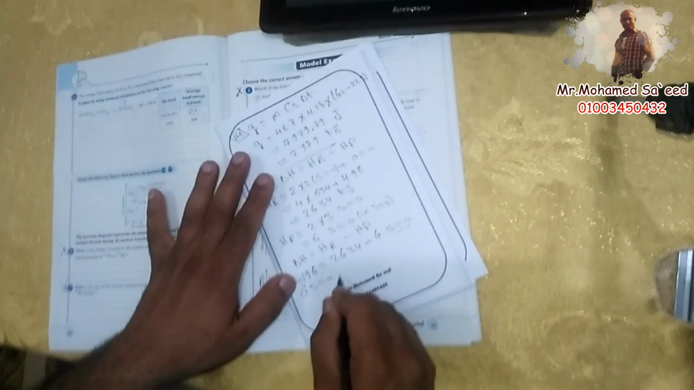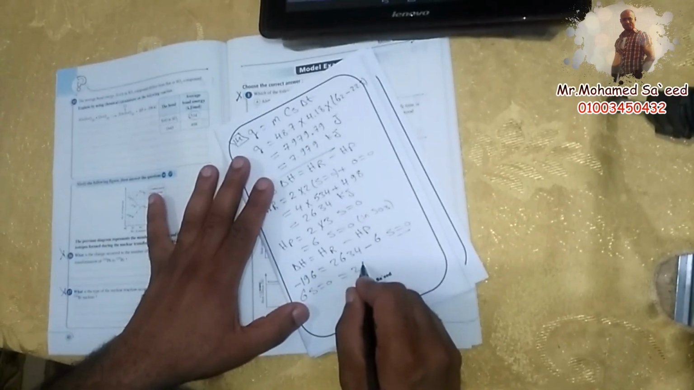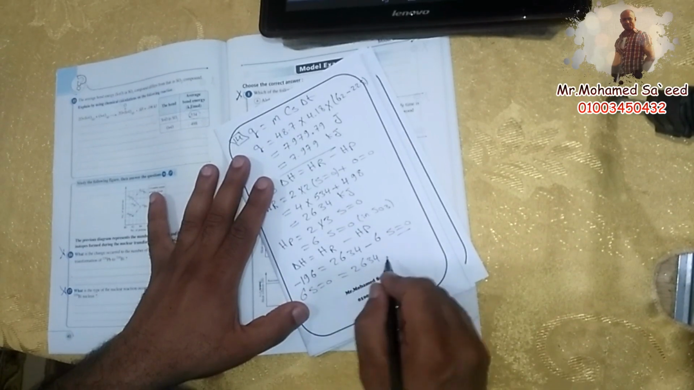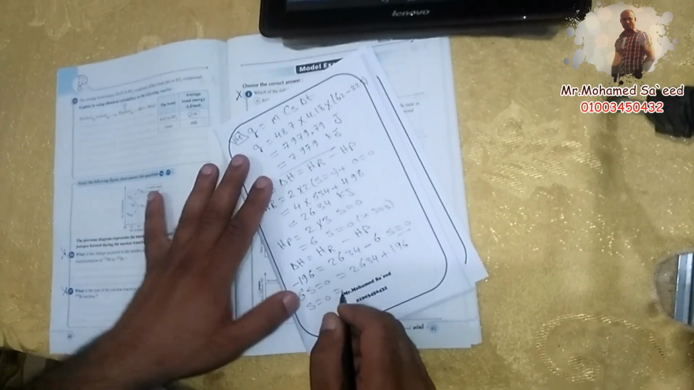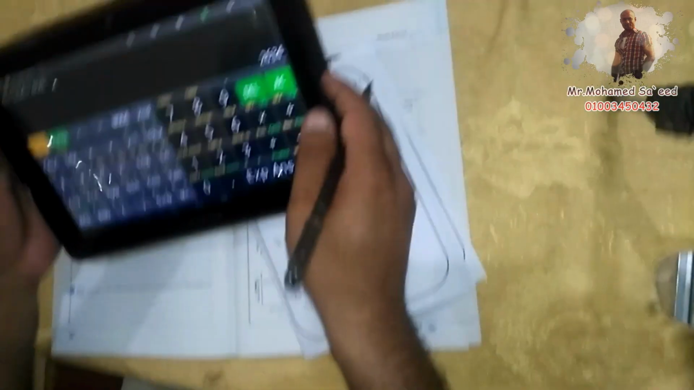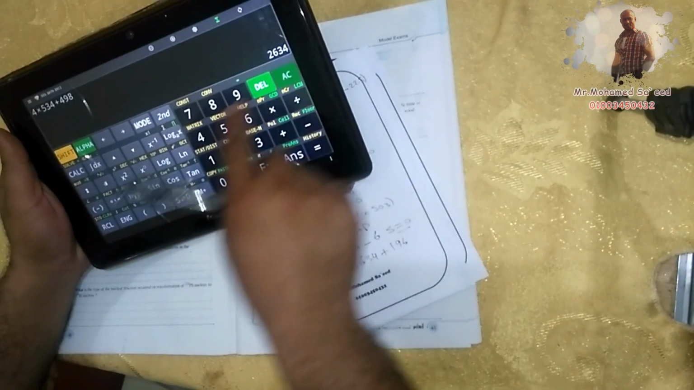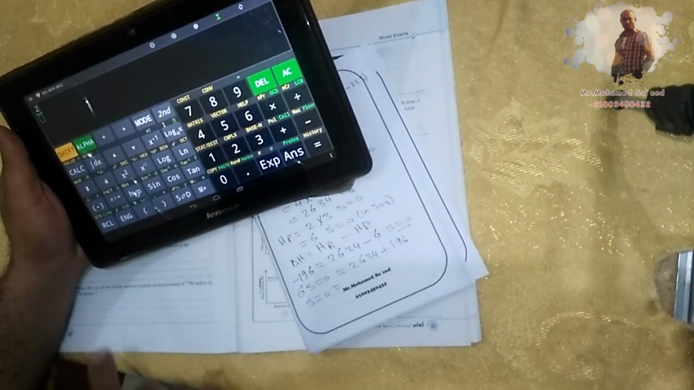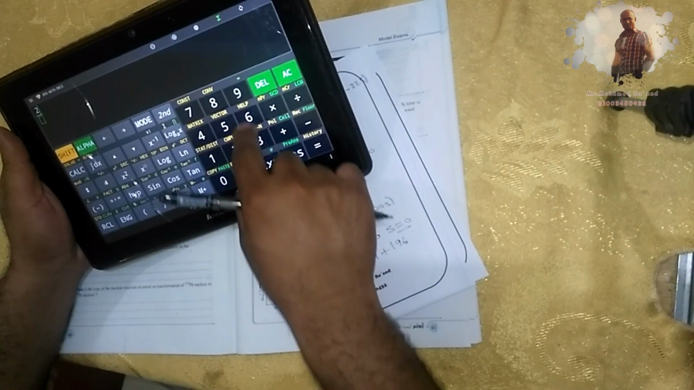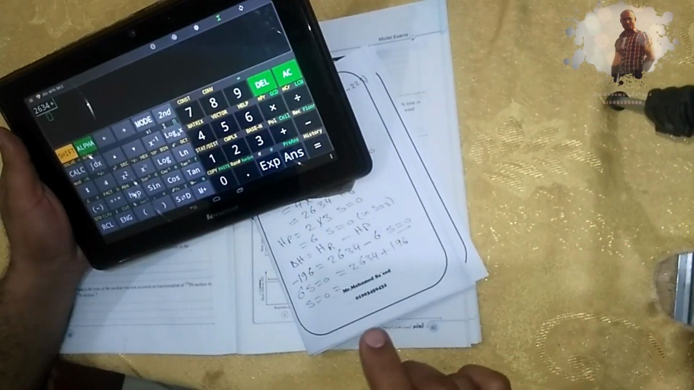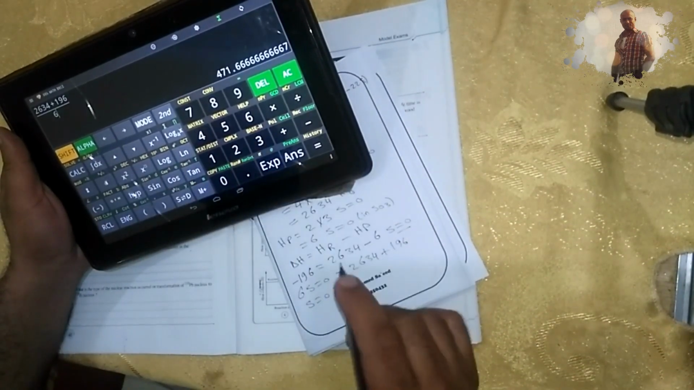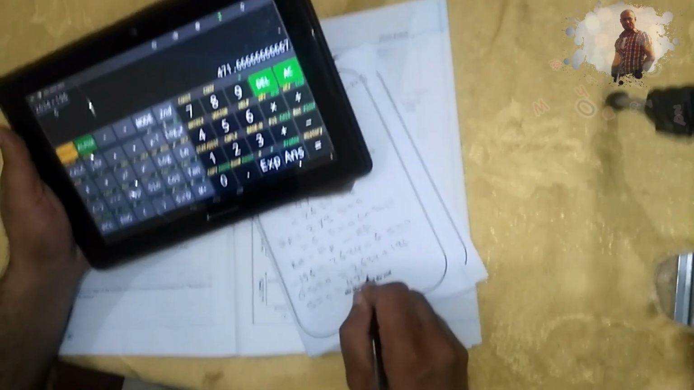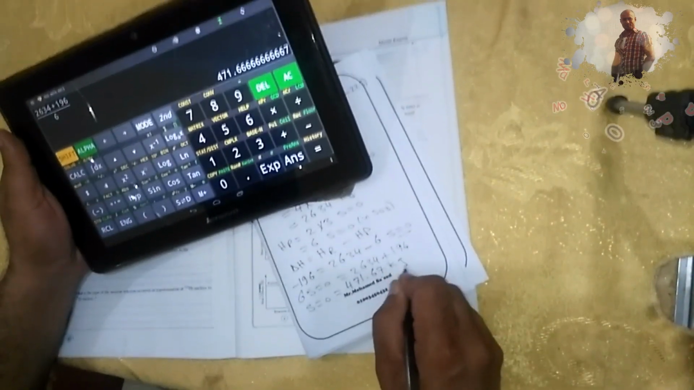6 S double bond O equals 2634 plus 196. So the value of S double bond O equals 2634 plus 196 over 6, which is 471.67 kilojoule. Another question.